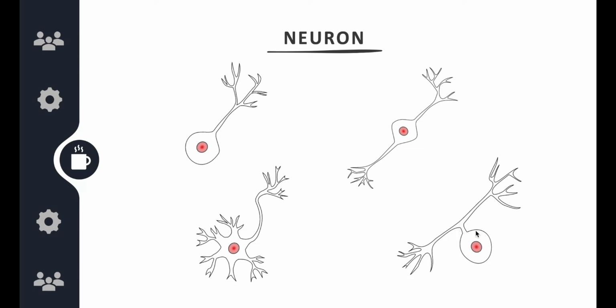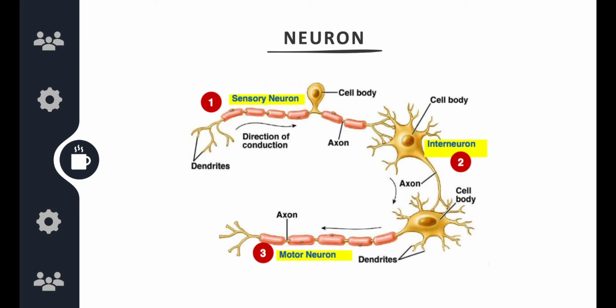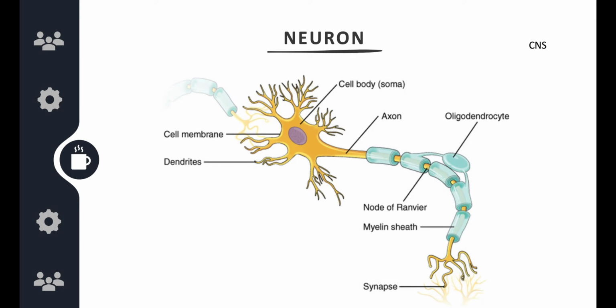And this fourth that you see on your bottom right is in fact a pseudo-unipolar neuron, where although there is one branch from the main body, it further branches out into two. So it's similar to a bipolar, but slightly different from it. Hence the name pseudo-unipolar neuron.